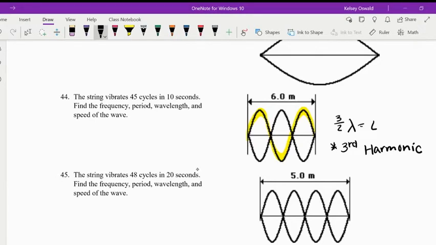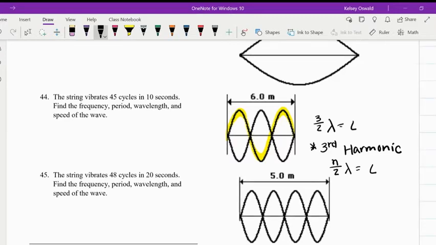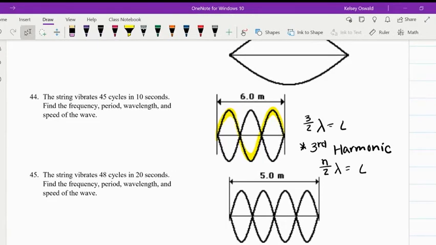Okay, because remember our pattern was whatever harmonic we have over 2 times our wavelength is going to be equal to our length of a given harmonic, of a given string. Okay, so if we look at this one, the string vibrates 45 cycles in 10 seconds. Given that information, we are going to be able to find our frequency, because we know frequency is how many cycles we have per second.